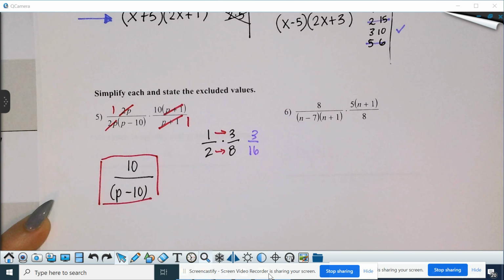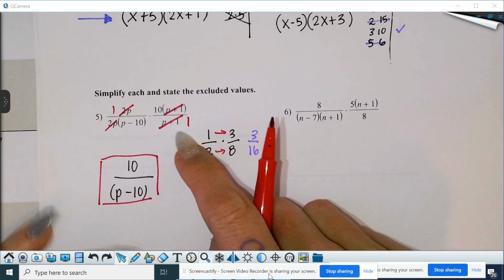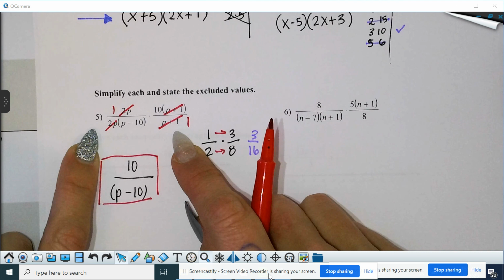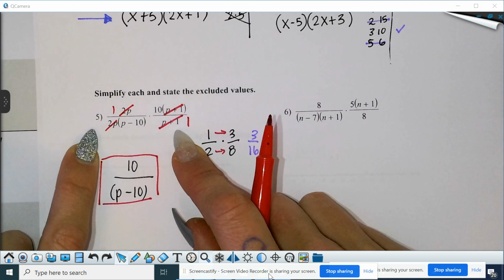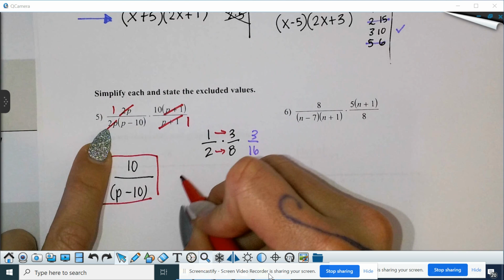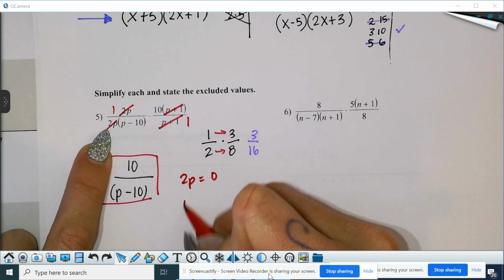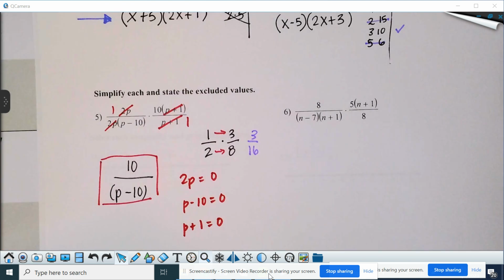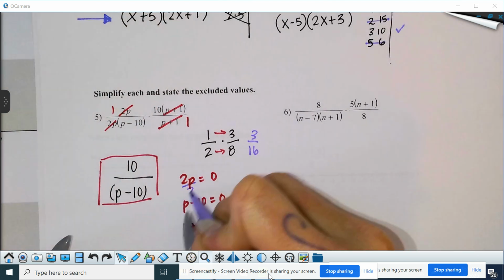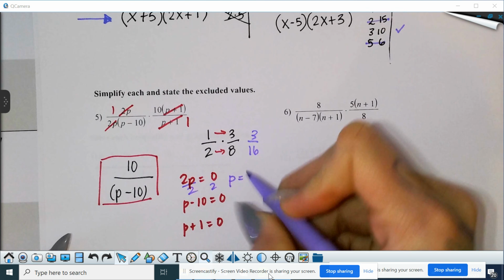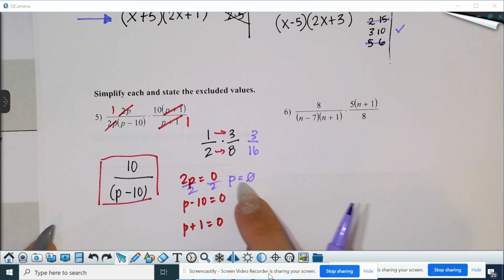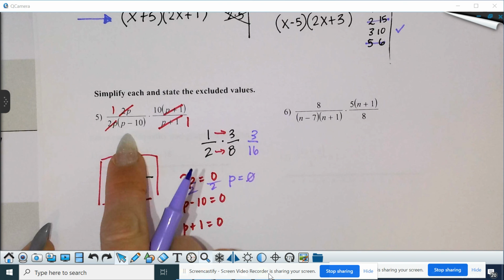Excluded values would happen before we crossed out, just as when you simplified the singular rational. So for excluded values, we would have set 2P equal to 0, P minus 10 equal to 0, and P plus 1 equal to 0. And then you're going to solve. So divide by 2. So P equals 0, because 0 divided by 2 is no good. And that is P is not equal. In solving, it's P equals 0. In the instance of excluded values, it's P cannot be 0.